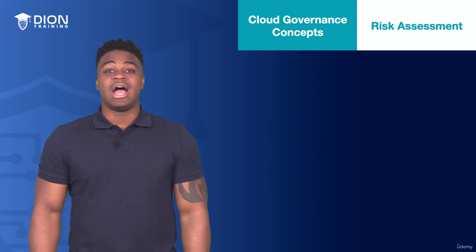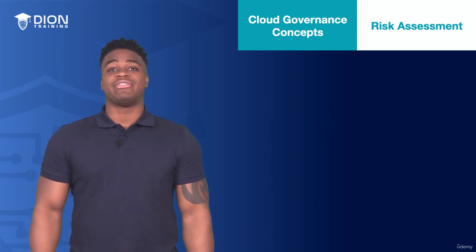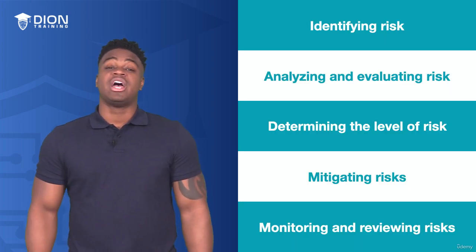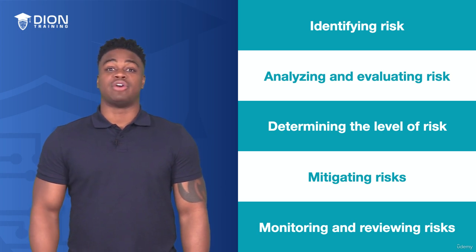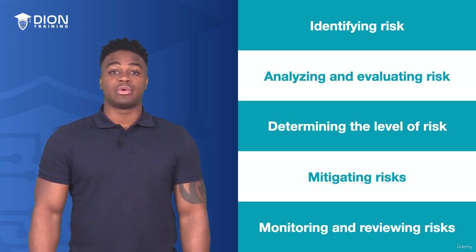Next, we will discuss risk assessments, which include a 5-step risk assessment process, the method used to classify risk, how to conduct asset inventory, and the concepts surrounding data ownership. The 5-step risk assessment process involves identifying the risk, analyzing and evaluating the risk, determining the level of risk, mitigating the risk, and monitoring and reviewing the risk.